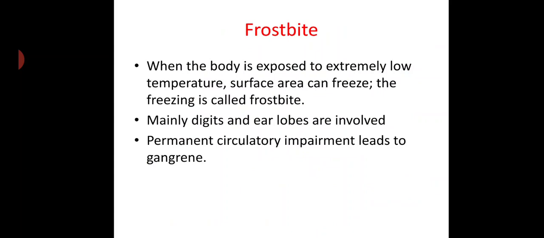Now what will happen in frostbite? There is extreme vasoconstriction in the affected area. So blood supply will become sluggish and almost stops. Our peripheral tissues, peripheral cells will not get adequate oxygen and nutrients, and these cells will die. There will be necrosis or gangrene of the cells, and it is called frostbite. It is due to permanent circulatory impairment. So the digits will look black, becoming dark because of these dead cells.